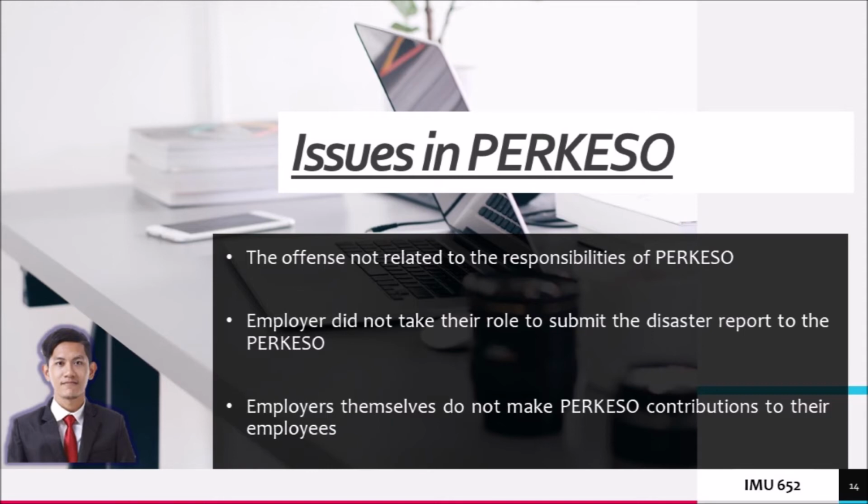Next, the employer did not take their role to submit the disaster report to Perkeso. Usually, documents and reports must be submitted by the employer to Perkeso to claim the benefits. All documents need to be presented as evidence. If the employer does not cooperate with Perkeso, such as providing information and reports, Perkeso may charge the employer and may sue the employer.